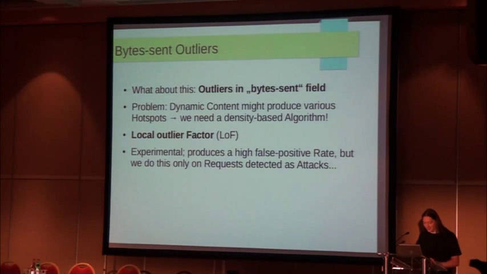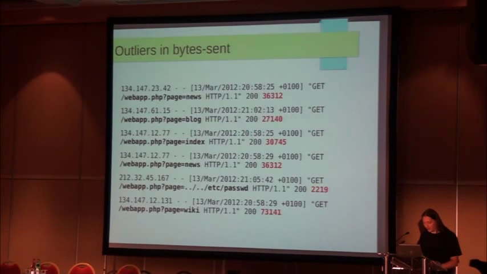So this is highly experimental. It still produces a very high false positive rate. Yeah, but in the test it kind of worked. As you can see, the etc password is 2,219 bytes. If that is the size of our password file, then we have got a problem now. The wiki might also be an outlier, but with some thresholding, you might be able to handle this. In the end, you probably still have to check it manually.